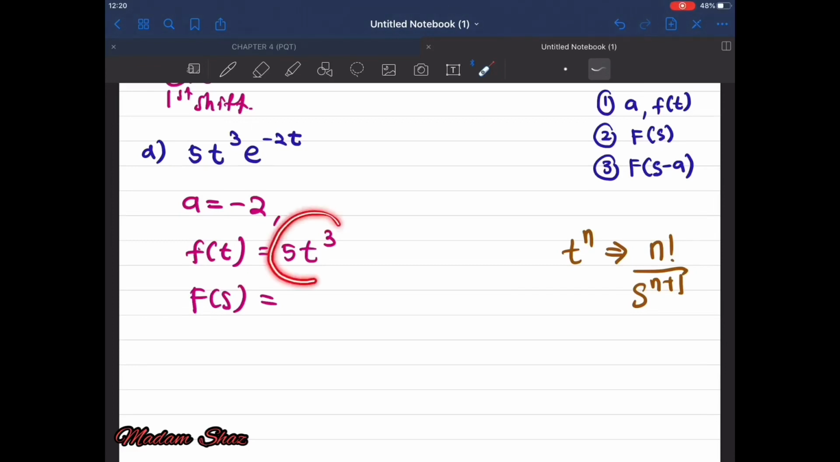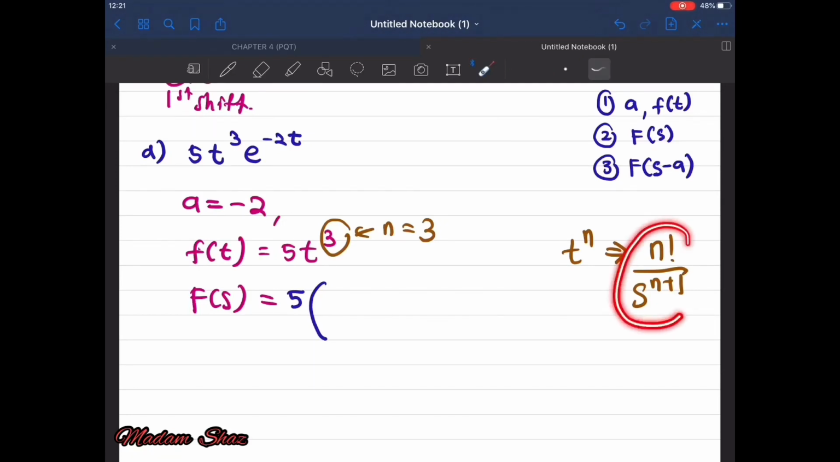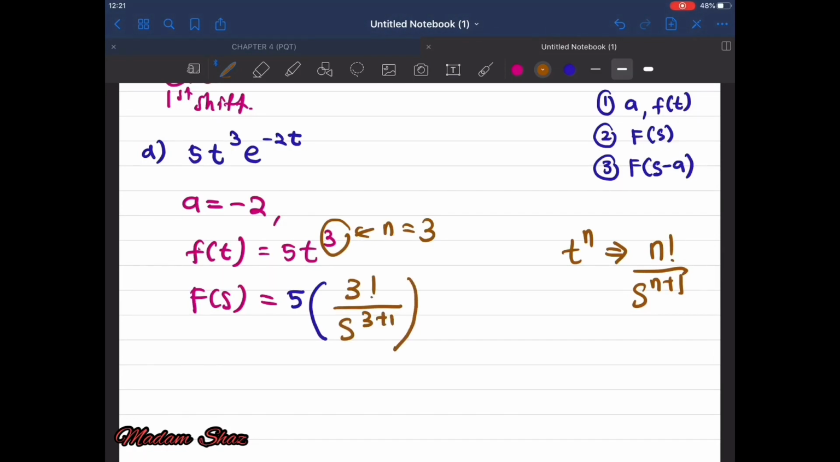So from 5t to the power of 3 here, you have 5 at the front. So that means 5 is a constant that you have to bring to the outside. So this is the linearity property. 5 multiplied with, n is equal to 3. So n factorial, which is 3 factorial, over s to the 3 plus 1. So 5 multiplied with 3 factorial, the answer will become 30 over s to the power of 4.